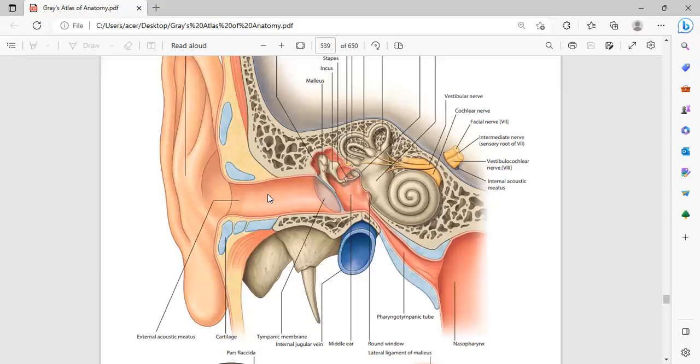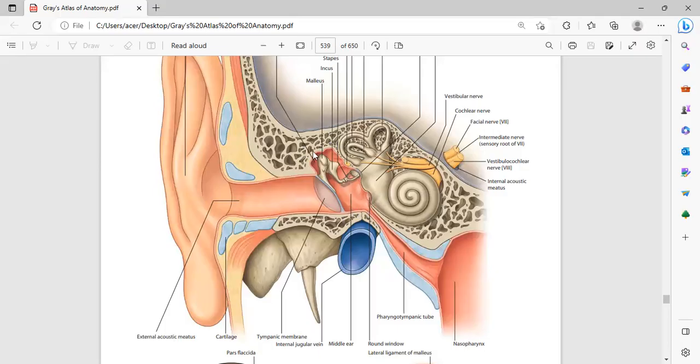So now let's go to the middle ear. Here, this is the middle ear. The middle ear is basically a cavity in the temporal bone. The part that you have here is the petrous part of the temporal bone. So the middle ear is basically a cavity in the petrous part of the temporal bone.